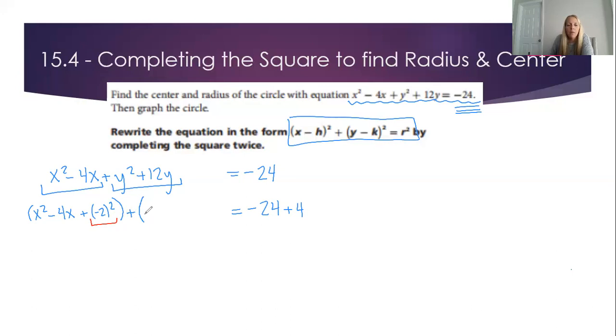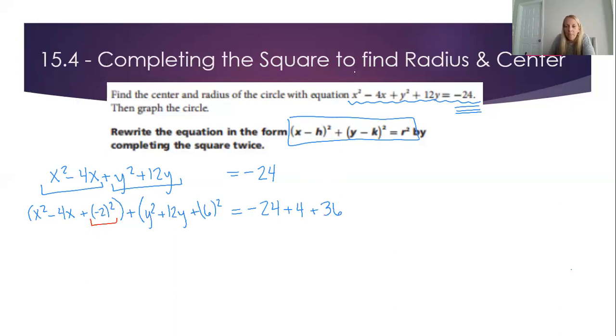The only reason I'm putting these in parentheses is to separate the x's and the y's so that you understand. Y squared plus 12y. Now remember what we did. We took half of negative 4. We're going to do the same thing here. Half of 12 is 6, and we're going to square that. So 6 squared, if we do 6 squared on this side, we're going to do 6 squared on this side, which is 36.